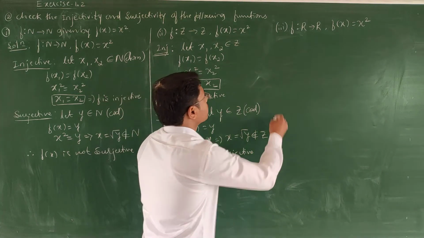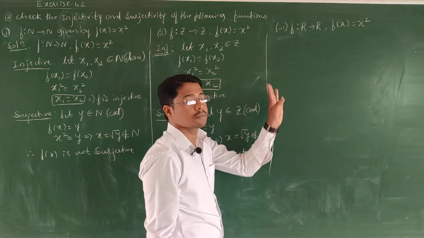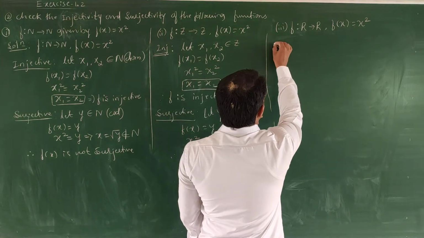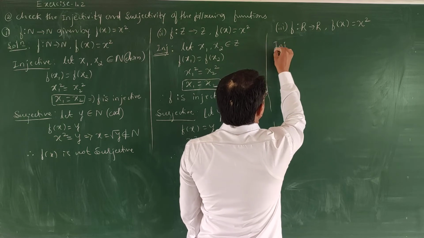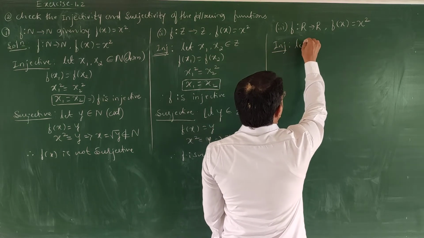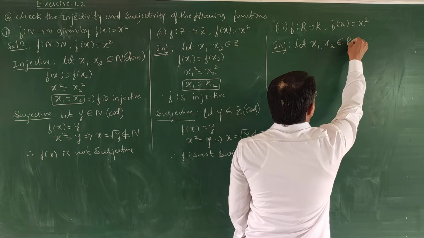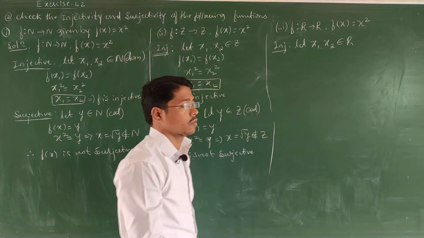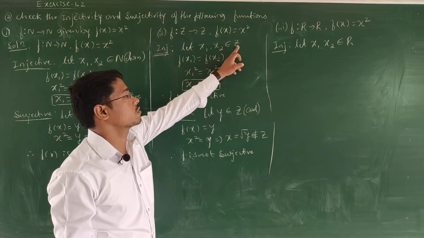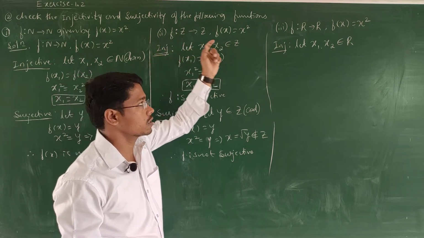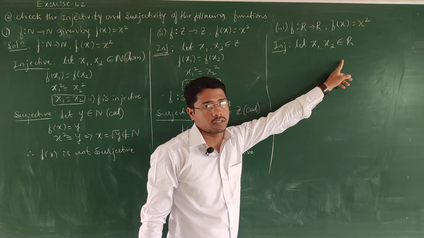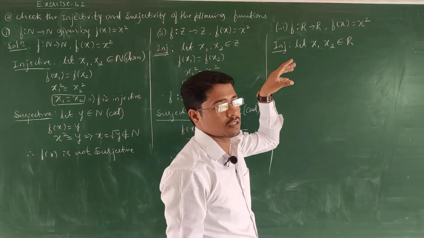Same again. This is from R to R. So, injective. Let x1, x2 belong to the set of real numbers. The only change is that it was integers, then natural numbers, and now real numbers. The remaining steps are all the same.